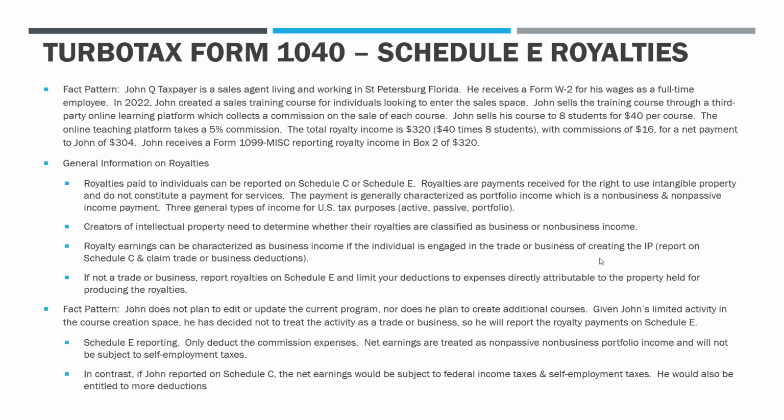Now I have a video that covers a little more in depth how you determine which way to go on this. But generally speaking, at a high level here, your royalty earnings are going to be characterized as business income if you are actively engaged, on a continuous basis, in creating this intellectual property, right? So if you're not just doing these one-off projects and you're never looking at it again, you're never updating it, then generally it's not going to be trade or business income, right? It's just going to be reported on Schedule E as royalty income. You're going to deduct some expenses, but not many.